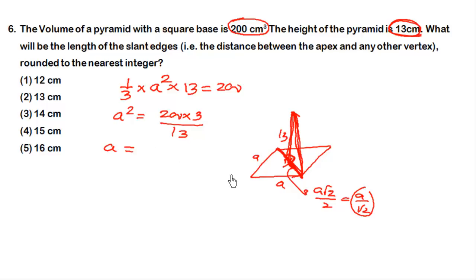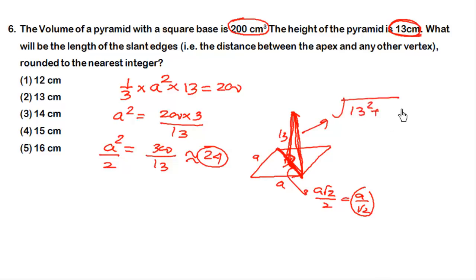Or in fact, let us find the value of a square by 2, right? Because at the end, when we apply the Pythagoras theorem, we'll be using a square by 2 as the term. So a square by 2 will be equal to 300 by 13, which approximately will be equal to 24 or 23 in fact, right? So now we can get the value of slant height, and that is equal to 13 square plus a by root 2 whole square. Now we can write it as under root of 13 square plus a square by 2.